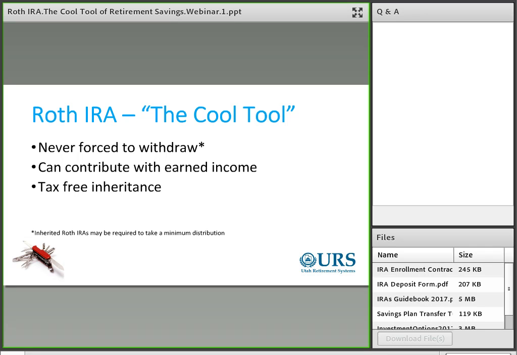So now the next cool thing is tax-free inheritance. So for those of you with the Roth IRA, you pass away.